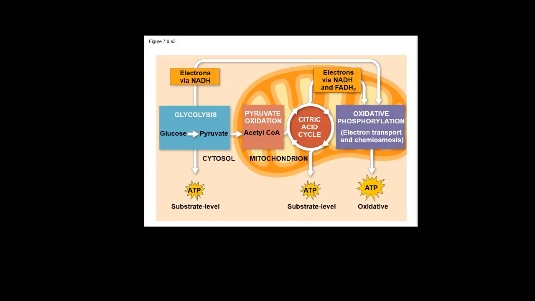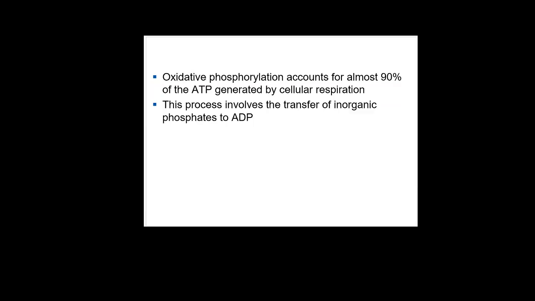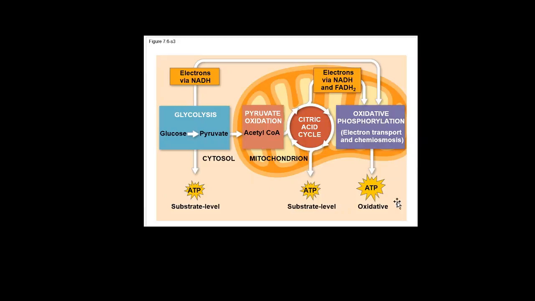During oxidative phosphorylation, the electron transport chains convert the chemical energy to a form used for ATP synthesis in a process called chemiosmosis. These two work together to create the large amount of ATP. Oxidative phosphorylation accounts for almost 90% of the ATP generated by cellular respiration. As seen here, these other stages don't generate much ATP. This is the one that really makes the most ATP.